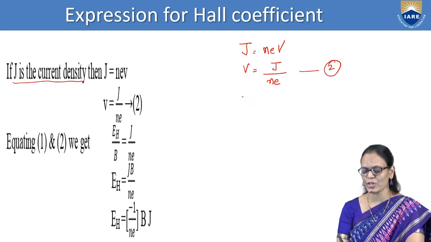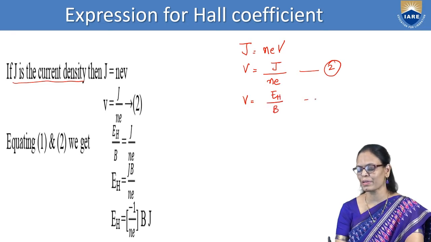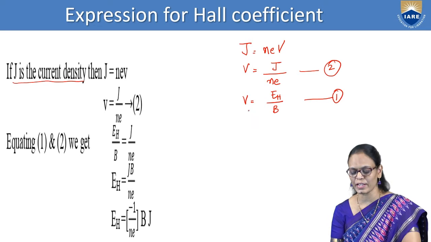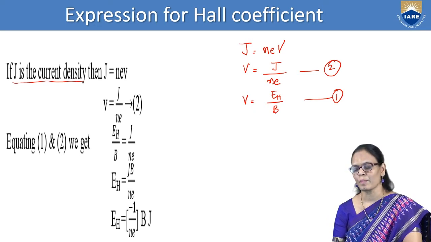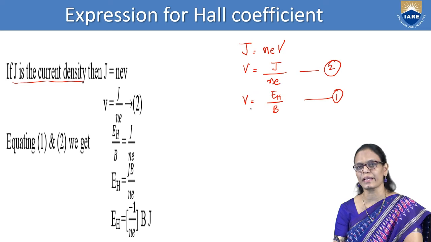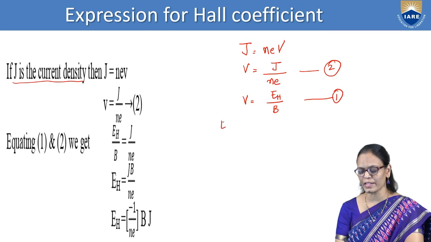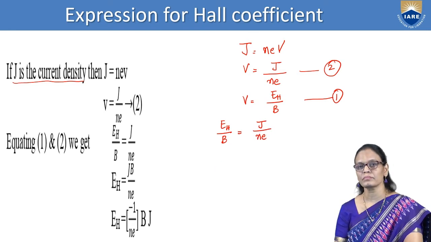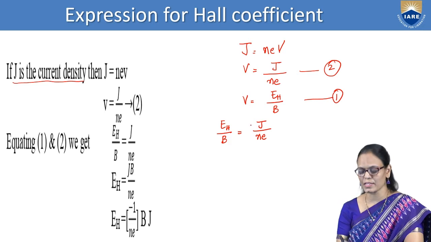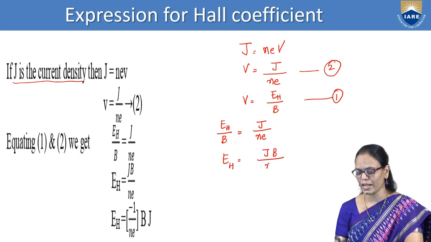What did we have in equation 1? V is equal to EH upon B. This is what we have seen in the previous slide. Now, since the left hand side is the same, V, we can equate the right hand side. So EH upon B is equal to J upon Ne. Or I can take B to the other side and write the formula for EH. So EH is equal to J into B upon Ne.